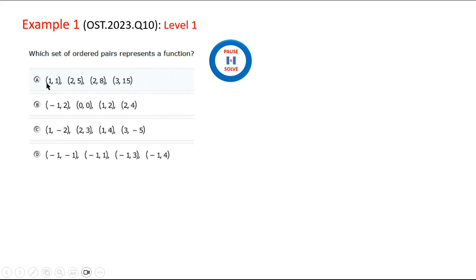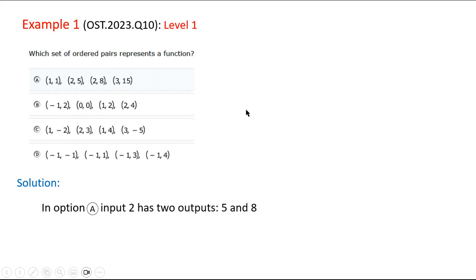So let's look at the first set here. You notice here that 1 has an image 1, 1 assigned to 1, 5 assigned to 2, 8 assigned to 2, 15 assigned to 3. Sometimes the image of 2 is 5, the image of 2 is 8, the image of 3 is 15. So you see the 2 here has two outputs. So 2 outputs assigned to 1 input, that makes it not a function.